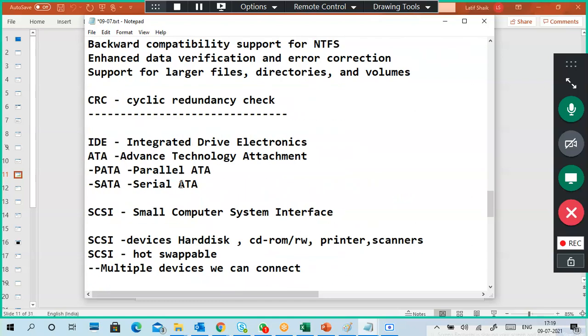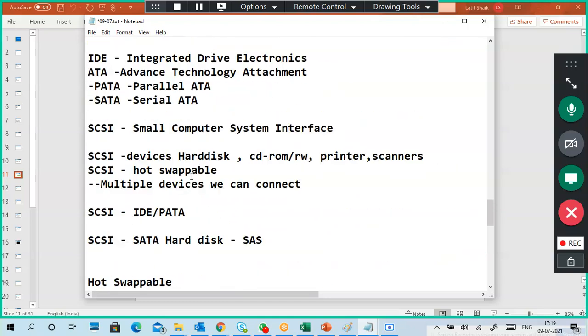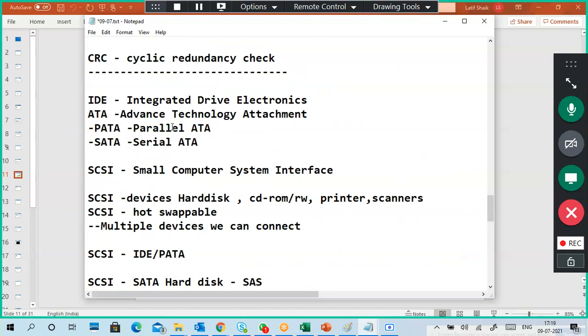Once again, disk types we discussed after the break, right? So I will go to the disk types. IDE, integrated drive electronics. It means it's a device interface only. It developed into ATA, advanced technology attachment. Earlier we used a PATA type, a bus type with a parallel type of connection. Parallel advanced technology attachment. Serial advanced technology attachment. Nowadays we are using serial connections.